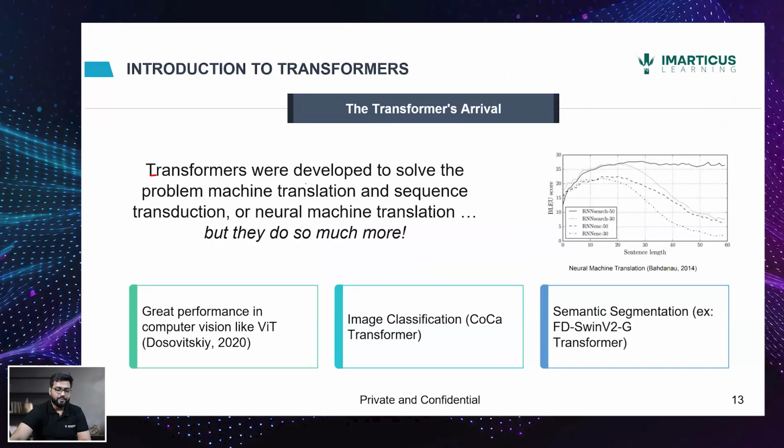So let's look into the development of transformers. They were originally developed for machine translation tasks, where a machine is generating output. But when we look at this use case, it is similar to human language translation or human language generation. Hence, this application was extended to natural language generation as well. We can see a few examples of transformers' success: great performance in computer vision, like ViT, image classification, and semantic segmentation.